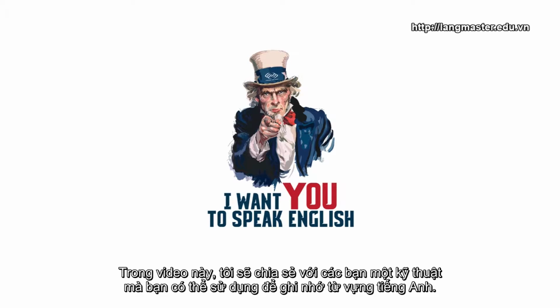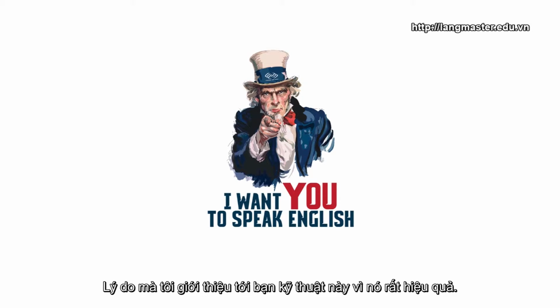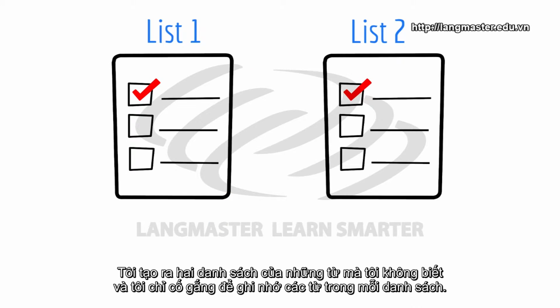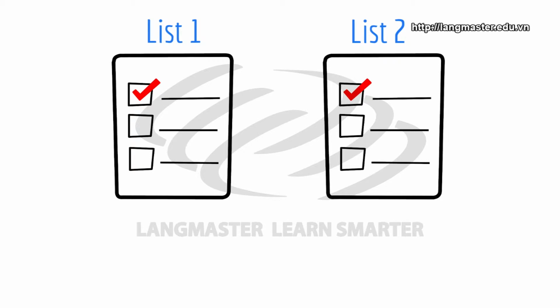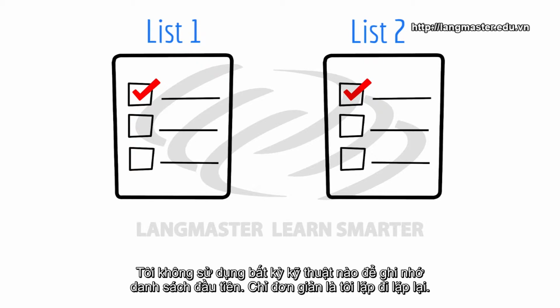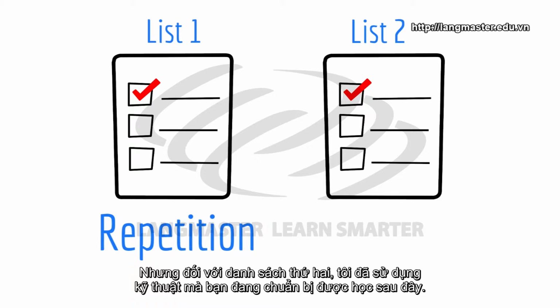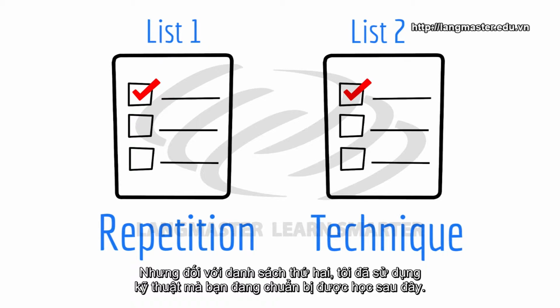In this video, I'm going to share with you a technique that you can use to remember English vocabulary. And the reason that I recommend this technique is that it's pretty effective. I actually did a small experiment. I created 2 lists of words that I didn't know, and I just tried to memorize the words in each list. I did not use any technique to memorize the first list. It was just pure repetition. But for the second list, I used the technique that you're about to learn.